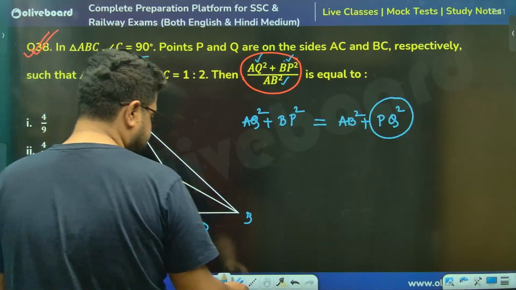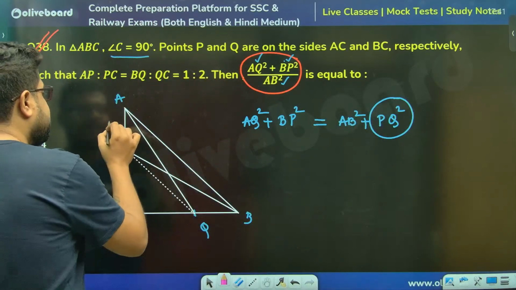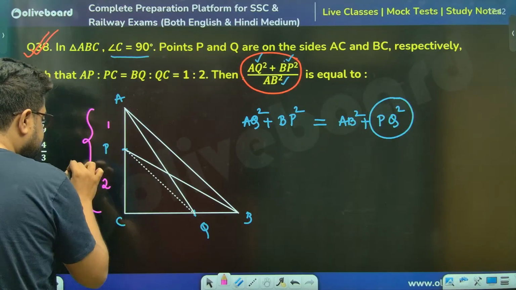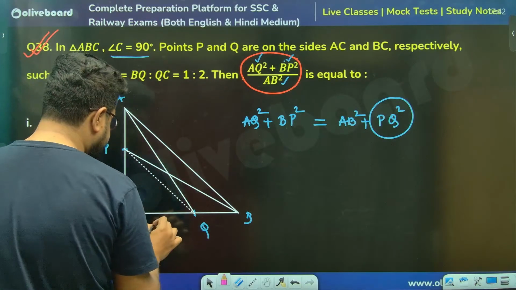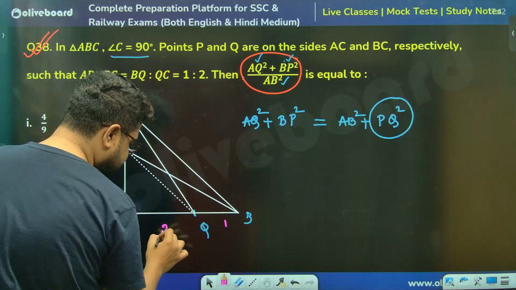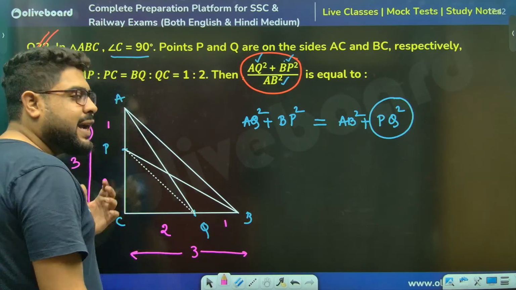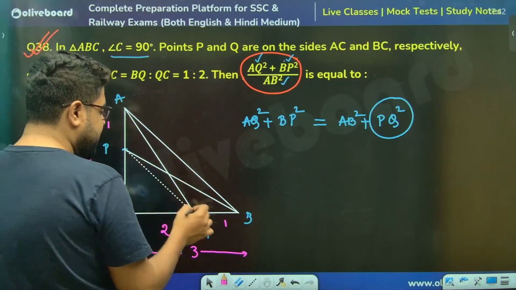So what can be done in that case to rectify this? Sir, this is given, this is 1, this is 2. So total is 3, right? And very evidently, this ratio is also the same. So total again here also 3. So I can use BPT or Thales, whatever you want.